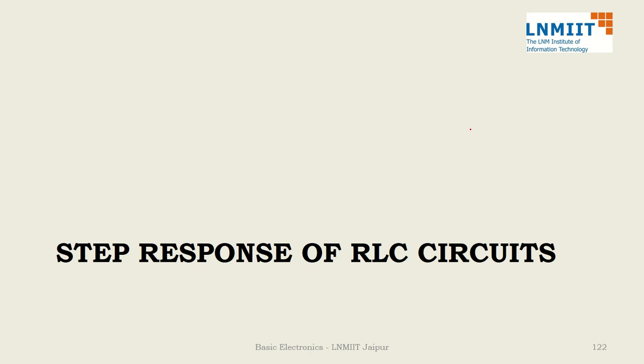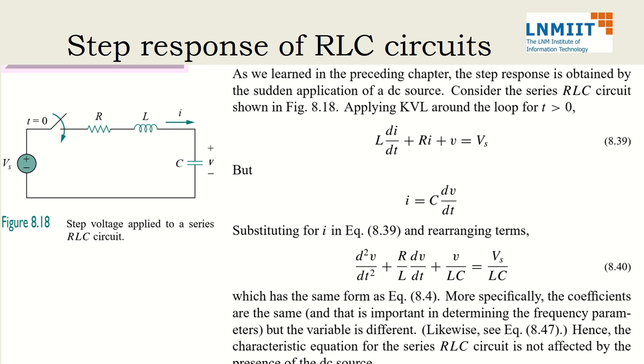Hi friends. So we know about source-free RLC circuits. Now if we have a step function in our circuit, a step function can be a voltage source or current source, any one of them. It's a DC source which is constant. And now how are we going to analyze? We are going to go with the principle of analysis that we used in the first order circuits also. First of all, the total response will be the summation of forced response plus natural response.